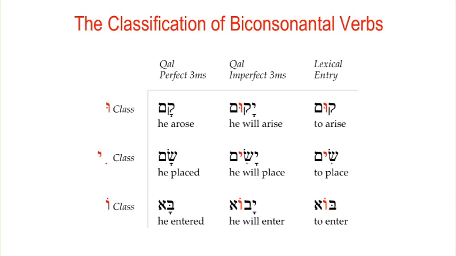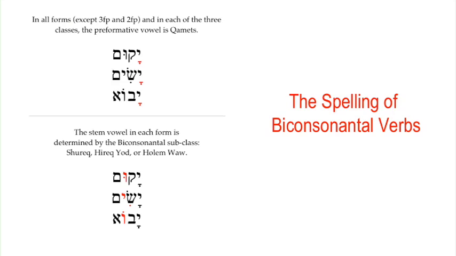That is to say, you've memorized the lexical form as qum or shem or bo, and that full form with the medial vowel letter occurs in each inflected imperfect form with the appropriate preformatives or sufformatives. Thus, if you've memorized your lexical form properly, you should have little trouble identifying the imperfect form of biconsonantal verbs. Let's look at your screen together.